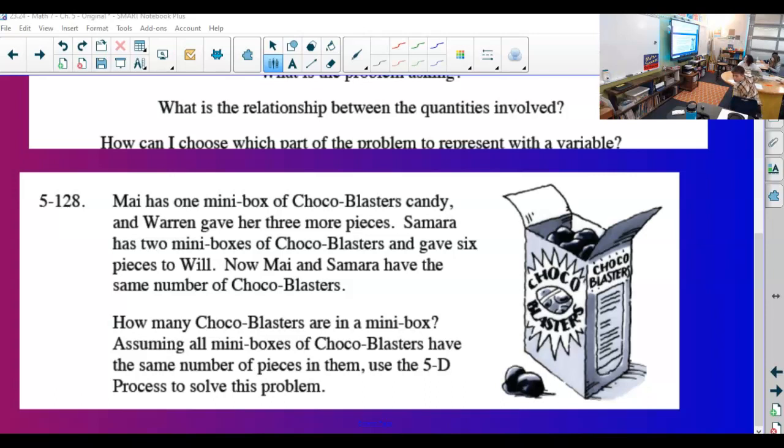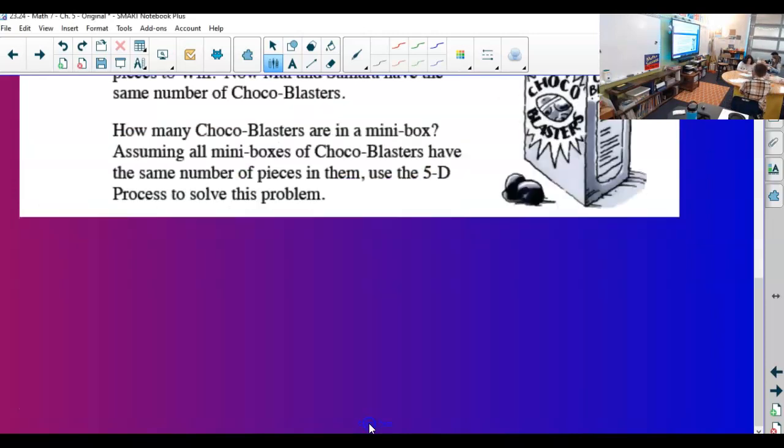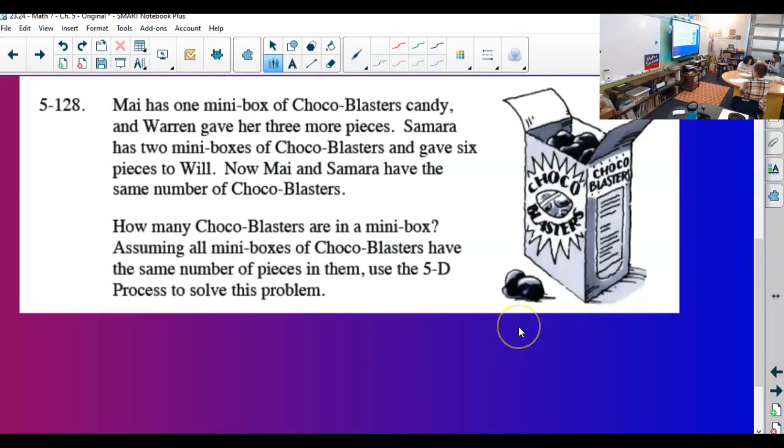Wait a minute. We have to use the 5D process. You do not! What did I say about when it says use the 5D? You do not have to. It is up to you. You can use algebra instead because I think highly of you guys, and I don't think we need to spend time doing the guess and check process. I think we can just take you straight into algebra. Which, back in the day, this class would have been called pre-algebra.